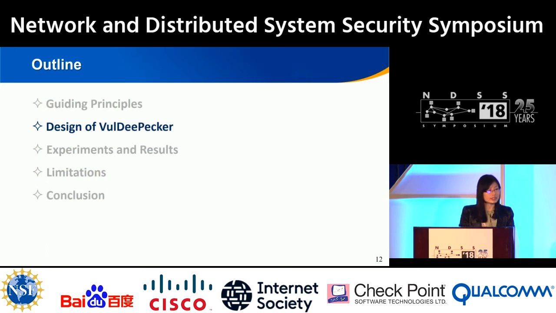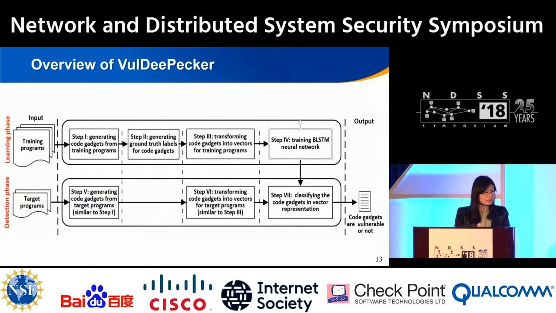After discussing guiding principles, I will elaborate on the design of VulDeePecker. This is the overview of VulDeePecker. There are mainly two phases, the learning phase and the detection phase. The input of the learning phase is a large number of training programs. The output of the learning phase is vulnerability patterns that can be encoded into a trained BLSTM neural network.